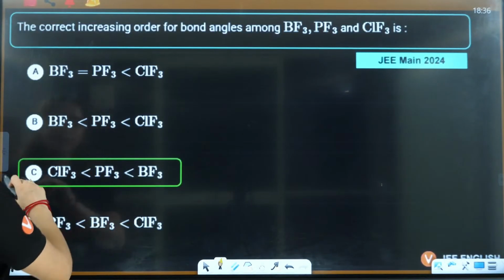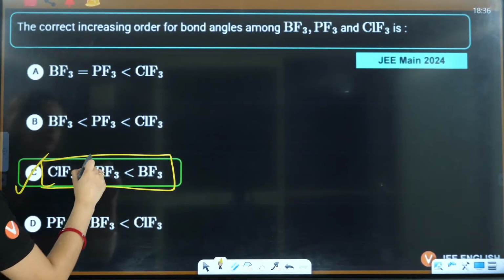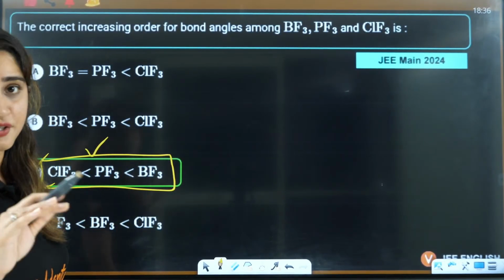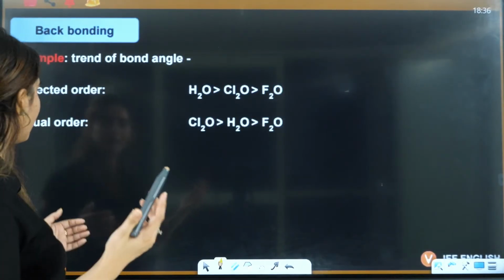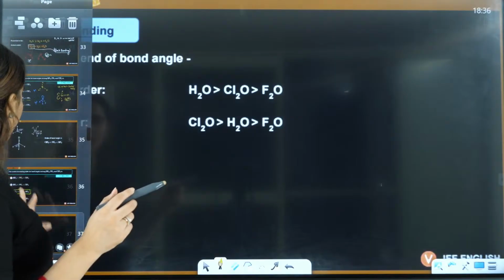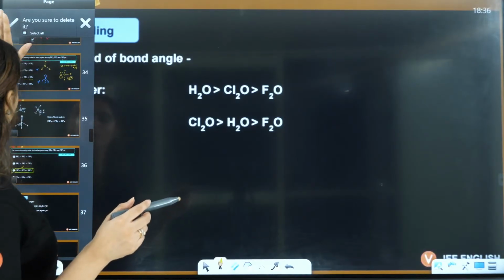So the answer will be C is the correct answer here. Based on hybridization we have answered it. We don't need to go beyond, because nothing else was given to us. This we have already done, right? This we have already done.